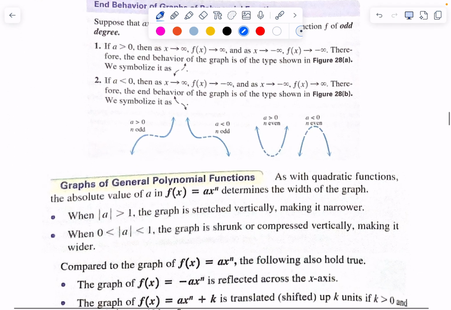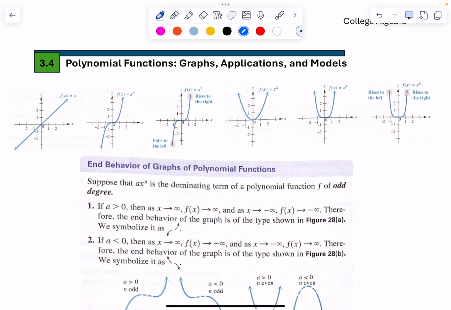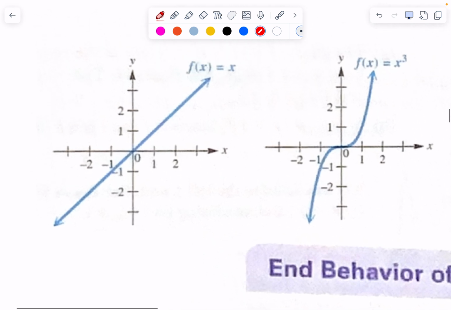And I'm going to skip over a lot of this and just briefly go through it, because I feel like we've done a lot of this stuff before. But we'll go through these graphs up here at the top just as a review.